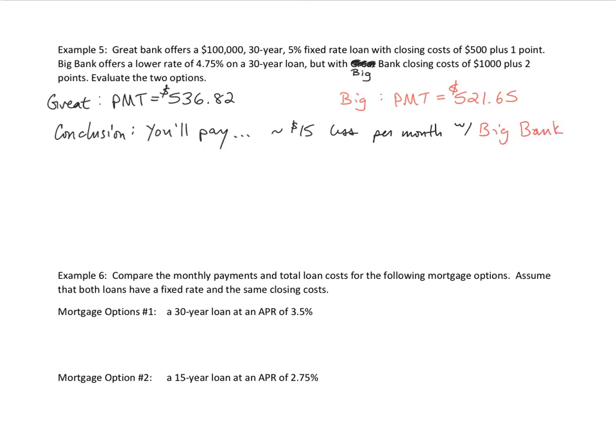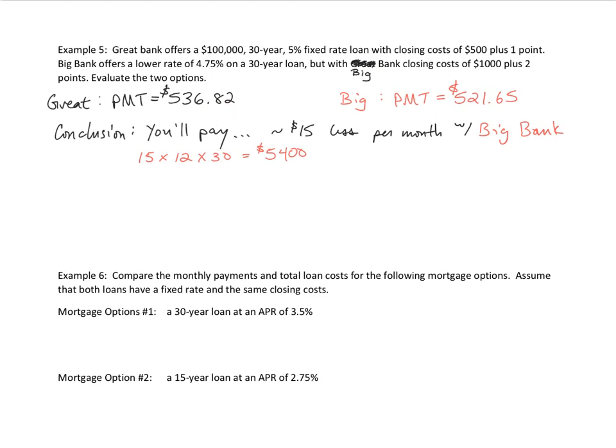And that's good. Over the long run, I think this will save a lot of money. Because if you can save $15 per month, and you're going to do that for 12 months a year for 30 years, that means in the long run, you would save $5,400 just by picking Big Bank over Great Bank. And that's just in the payments, of course.